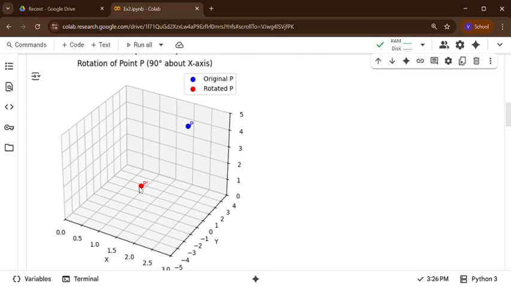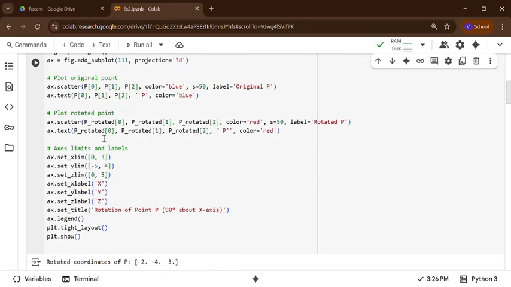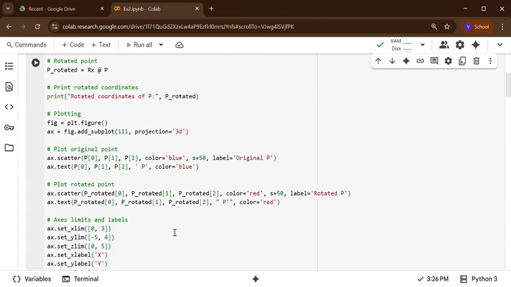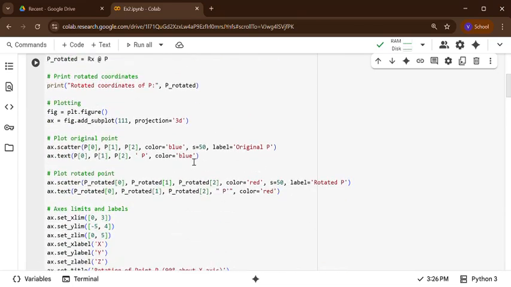Okay, this is all. Then I want to write the text. As usual for text, P rotated, take the 0 value, first value, second value, third value, and name it as P dash, and the color is red. Okay, so this is the one. If you don't want to give blue, you can give red over here, and for a change, blue over here, and then run it.